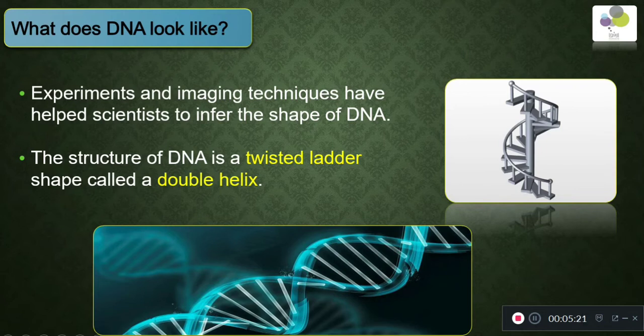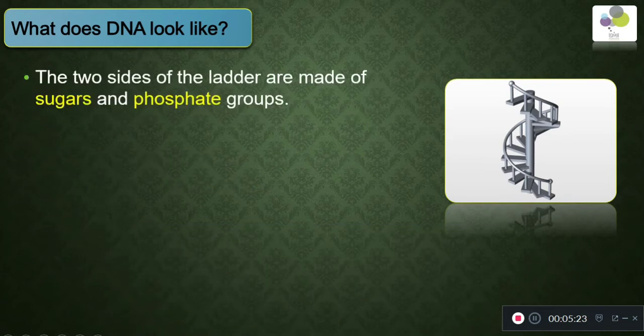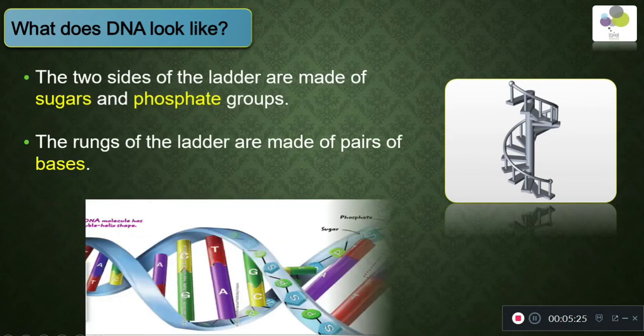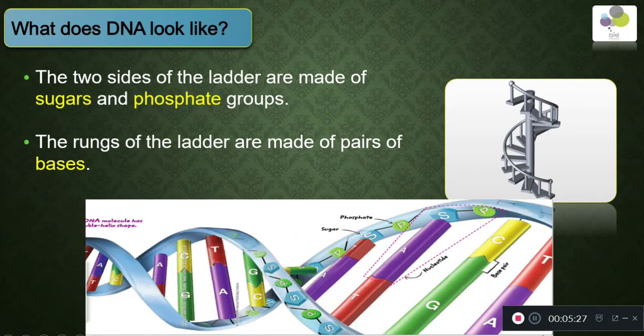The double helix is made up of what? Okay, guys, as we can see in this picture, this twisted ladder or double helix has the backbone of the double helix, which is made up of phosphate and sugar, as we can see: phosphate, sugar, phosphate, sugar, phosphate, sugar, and so on.